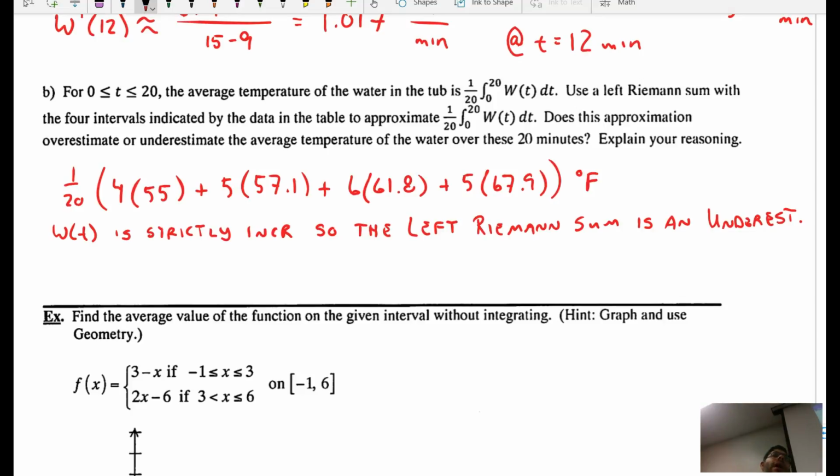So this one probably has multiple points attached to it. Number one, it's going to have points for the Riemann sum. Then it's going to have points for the correct average value. And then points for the underestimate or overestimate with justification. So there's probably 3 points attached to this problem.